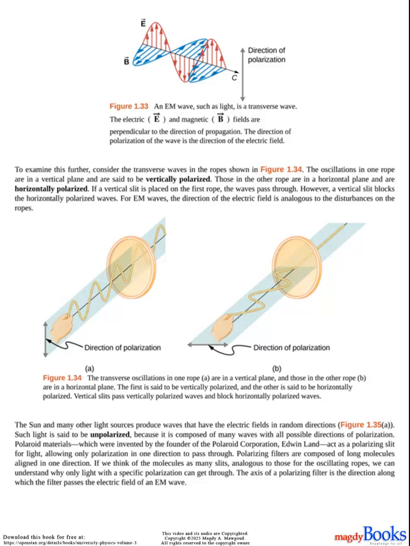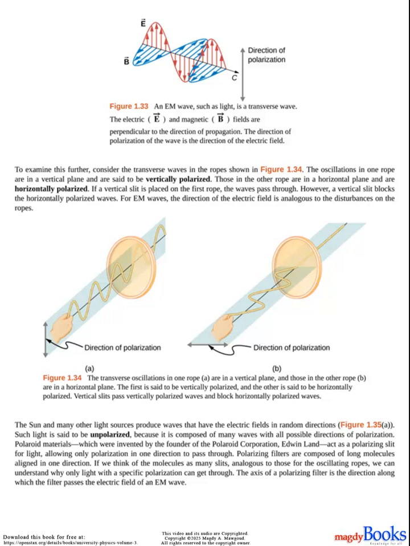Figure 1.34. A. Direction of polarization. B. Direction of polarization. Figure 1.34. The transverse oscillations in one rope, A, are in a vertical plane, and those in the other rope, B, are in a horizontal plane. The first is said to be vertically polarized, and the other is said to be horizontally polarized. Vertical slits pass vertically polarized waves and block horizontally polarized waves.